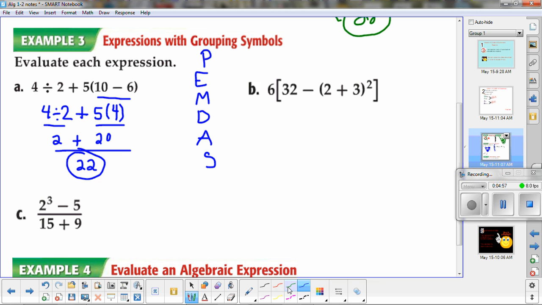Our next example gets a little bit trickier because inside of these grouping symbols, we have some more parentheses. Basically, when you're inside of parentheses or other grouping symbols, you follow the order of operations once you're inside. So we're going to go all the way to the inside parentheses. 2 plus 3 is 5. And then I'm going to go ahead and rewrite everything else.